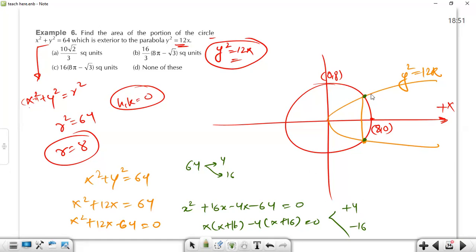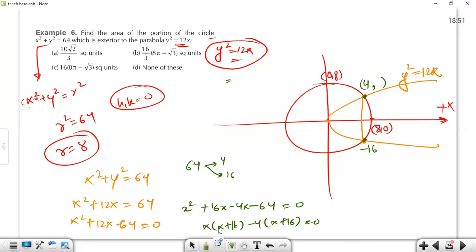If x is equal to 4, y will be what? 12 into 4, something. Here x can also be minus 16. No, but it's not the case. It cannot be negative. I'm thinking that you have made some mistake.